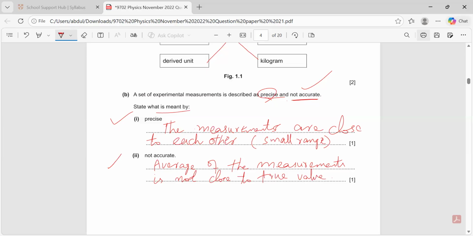If this was accurate, then we can say it was accurate instead of not accurate. The average of the measurement is close to the true value or nearly true value. So then that will be the answer.